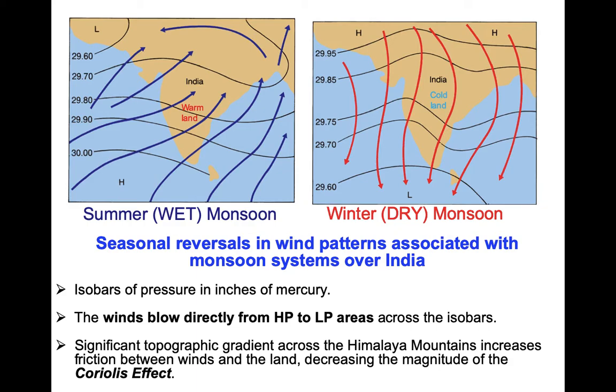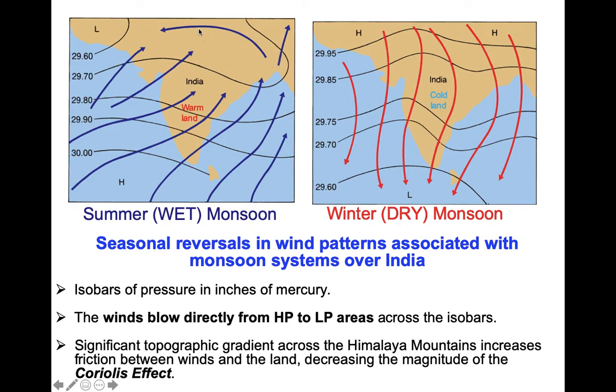Regarding atmospheric circulation patterns, another important circulation pattern is the monsoons. The monsoons represent seasonal reversals in wind patterns over India. So the Indian subcontinent is separated in the north by the Himalaya mountains, which formed only about 45 million years ago.